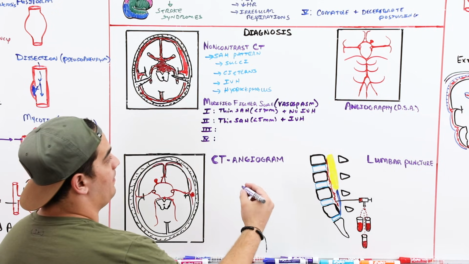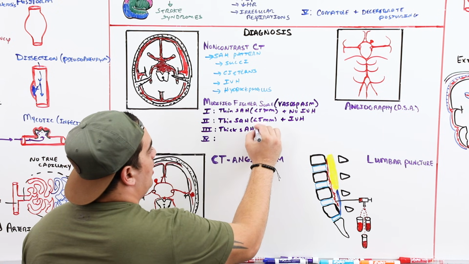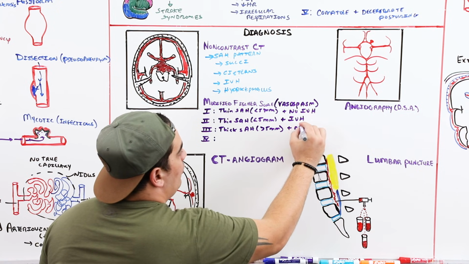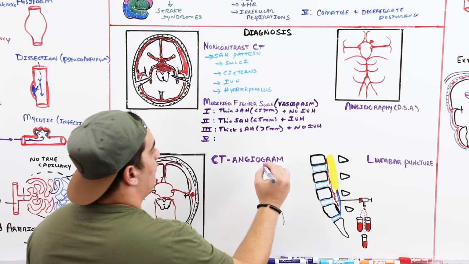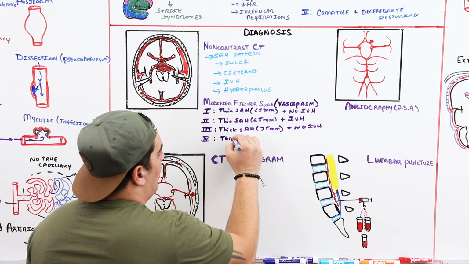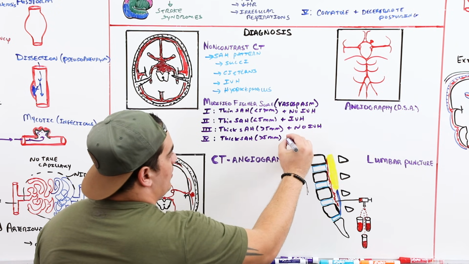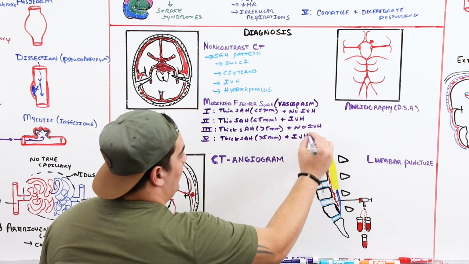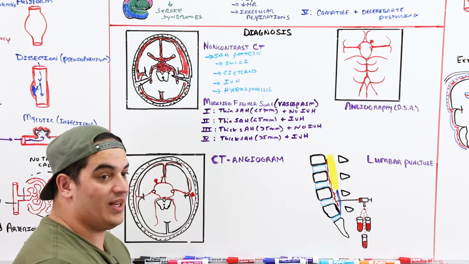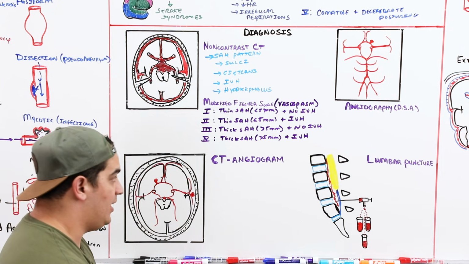maybe with some hydrocephalus. Grade 3 is you have a thick subarachnoid hemorrhage within the cisterns and the sulci, greater than 5 millimeters, and you have no IVH. And then in this case, 4 would be you have a thick subarachnoid hemorrhage greater than 5 millimeters within the cisterns or the sulci, and you have IVH present. Okay, that is the modified Fisher score. It determines the risk of vasospasm or delayed cerebral ischemia based upon the non-contrast CT.